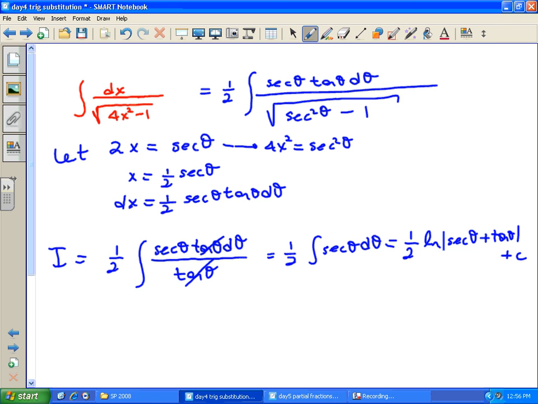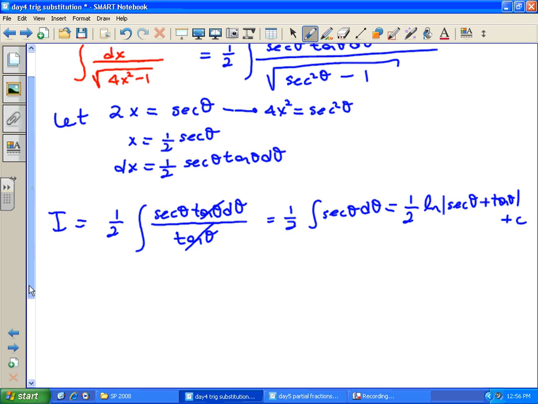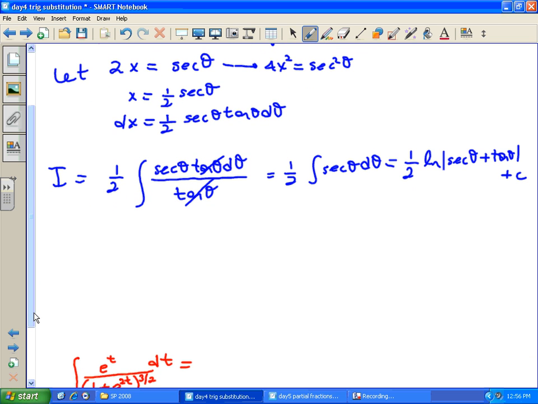And all we need to do is get rid of the theta by doing a triangle. Now, to do a triangle, we know that x is equal to 1/2 secant theta. Let's do it this way. Secant theta is 2x, right? You can look at that as secant theta is 2x divided by 1. So how would you label the sides of this triangle? Secant theta is 2x divided by 1. So where would you put the 2x?